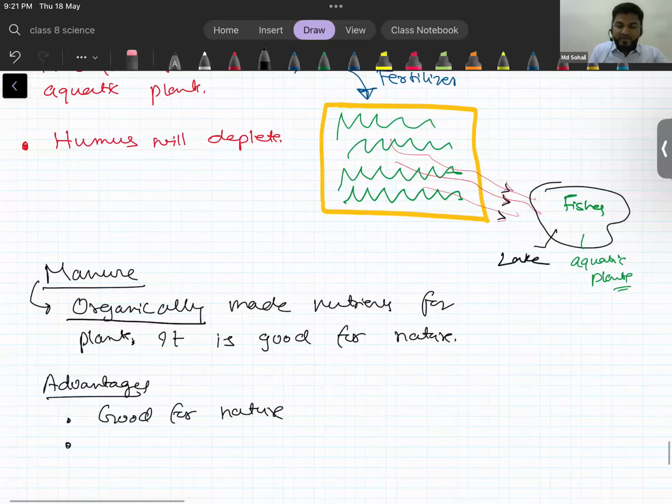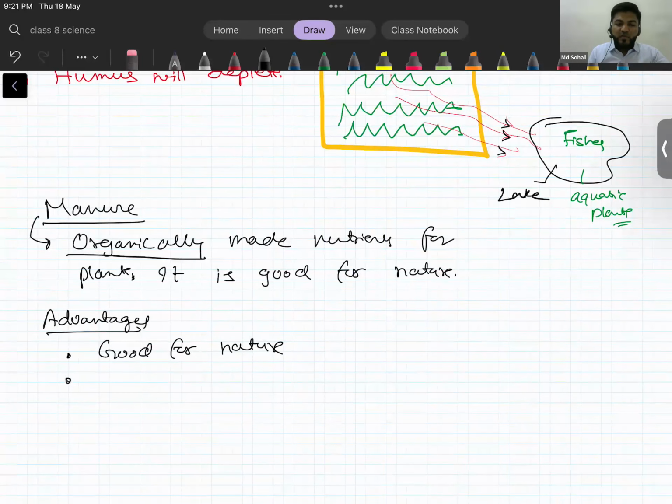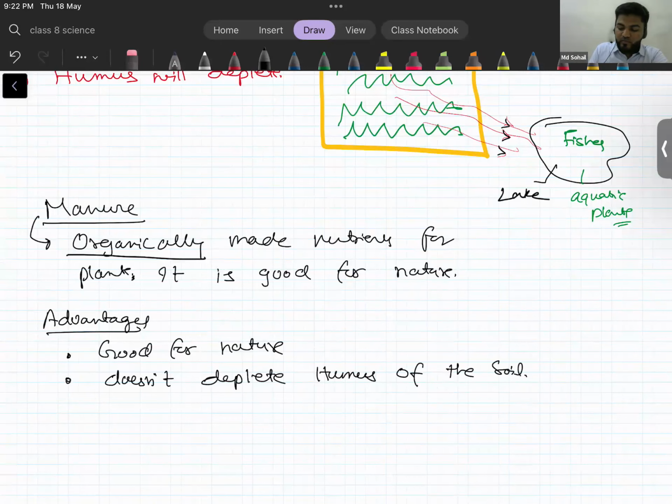Another one is it does not deplete the humus content of the soil. In fact, it helps in increasing the humus content of the soil, right? If you simply add the farm waste on your crop land, what will happen? More worms will feed on that waste. So it is good for nature and does not deplete the humus of the soil.